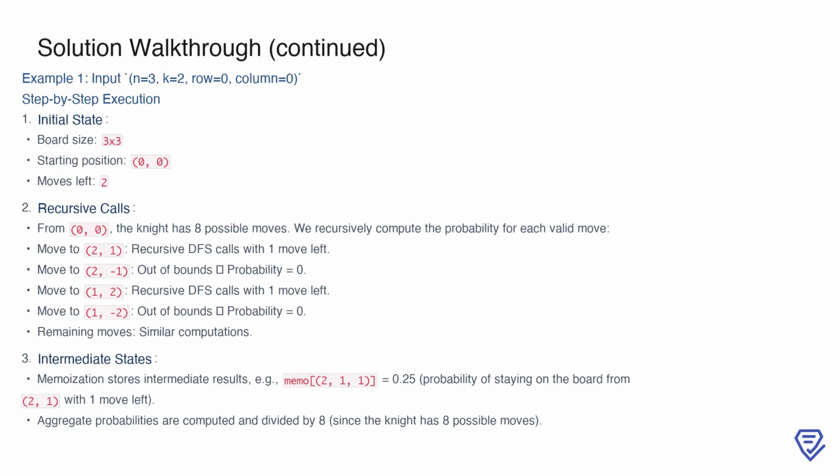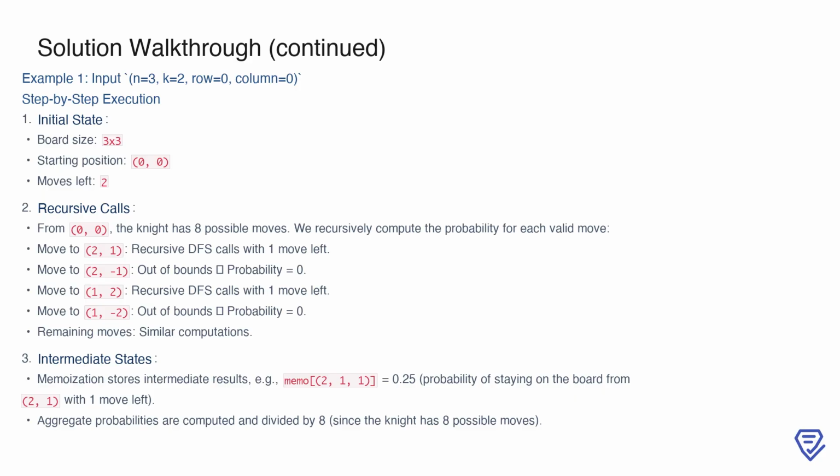Similar calculations are performed for all other possible moves. As we compute these probabilities, we store intermediate results in a memoization dictionary. For example, the probability of staying on the board from (2, 1) with one move left may be calculated as 0.25, and this value is saved to avoid recalculating it if the same state is encountered again.